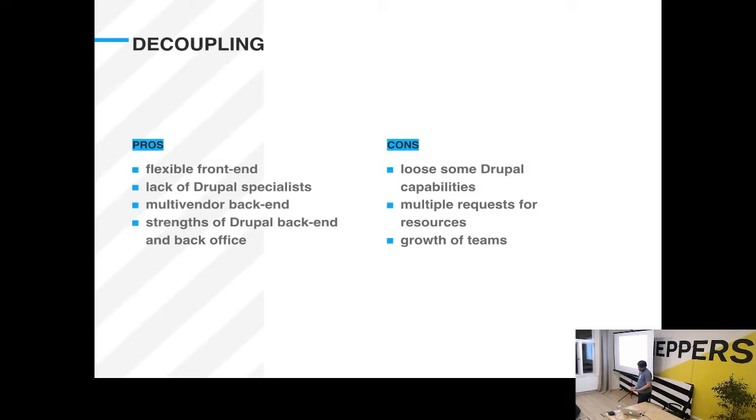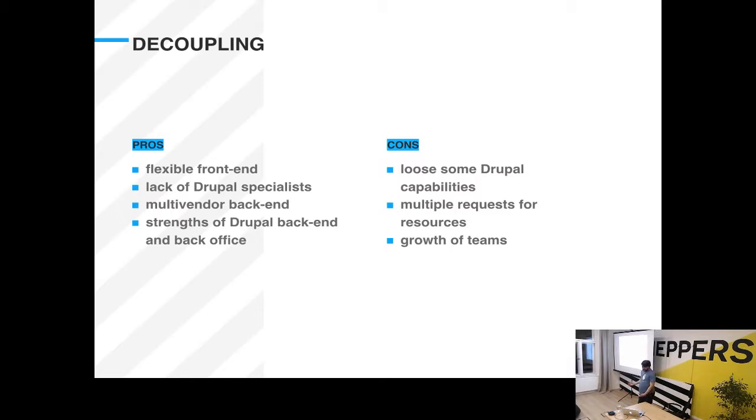What are the pros and cons of decoupling? First of all, you will get flexibility of frontend, because if you are a front-end developer in Drupal, you may know that front-end in Drupal isn't very up-to-date, especially in Drupal 7, and is not very flexible too. You may also solve the problem of lack of Drupal specialists. It's mostly related to the previous one, because not many front-end developers want to work with Drupal front-end. They want to use modern technologies. They want to be up-to-date.